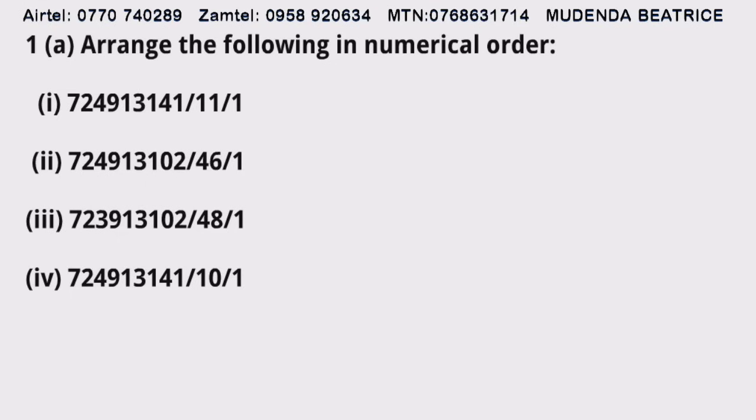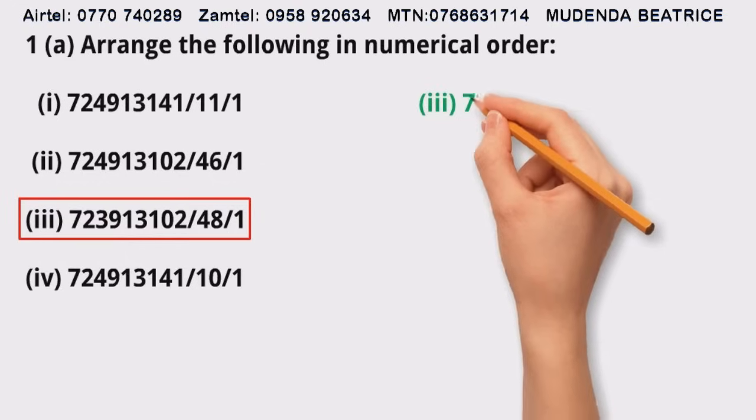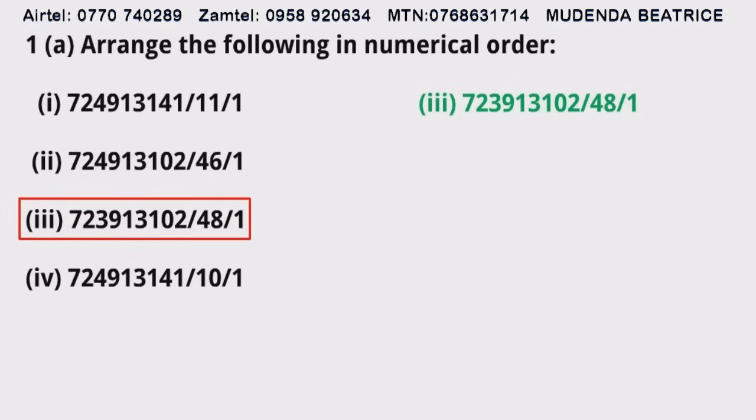Okay, so we have got the first number there, and let me just say all the 4 numbers. When you look at all the 4 numbers, you see that all of them start with 72. Now when you come to the 3rd number, which is 4, 4, 3, 4, you see that it has got 3. So that number is going to be the first one, so we can write that number as first.